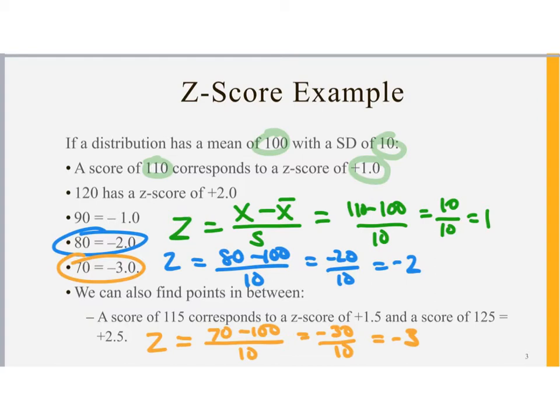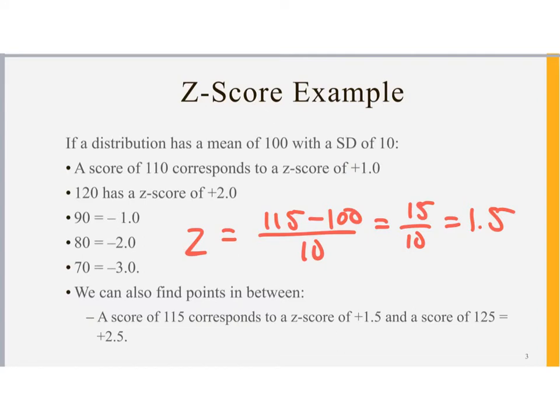They don't have to just be whole numbers or ones that correspond to whole z-scores. For example, if we had a raw score of 115, we would fill this in the same way. If the raw score was 115, the z-score would be +1.5. If the raw score was 125, the z-score would be 2.5.